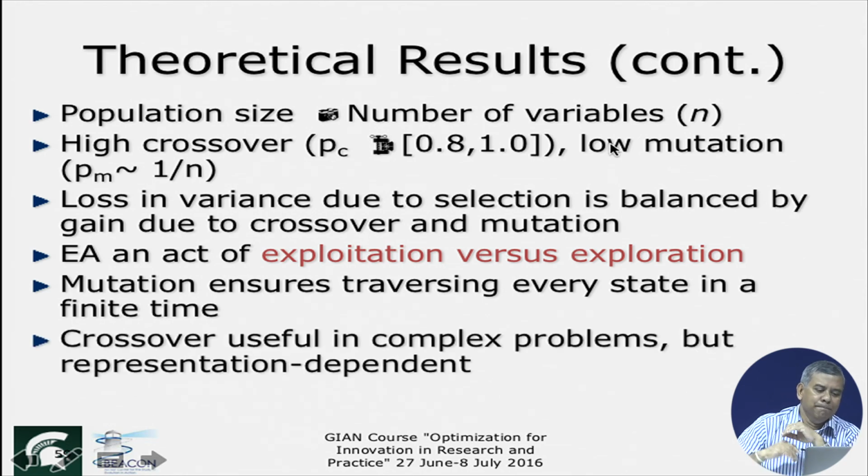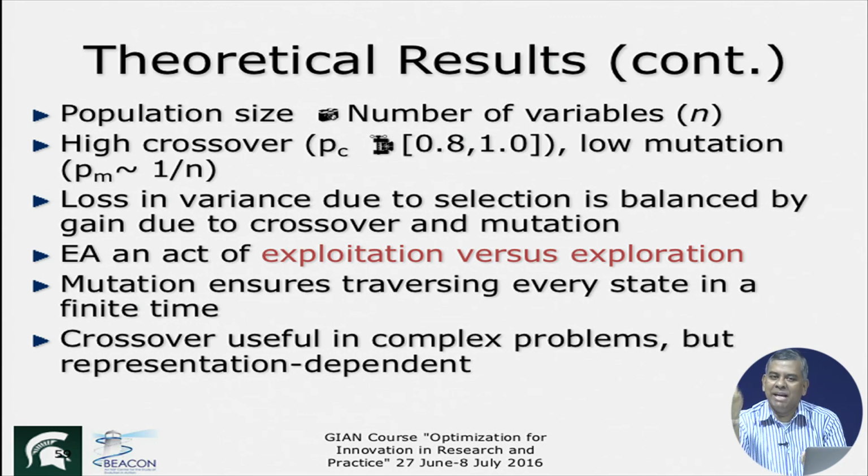Mutation ensures traversing every state. Crossover is useful in complex problems, but if it's a very simple problem, you don't need crossover. Mutation can do that. You can always consider mutation like a perturbation. If you are on the right hill and you're maximizing, and you get a point on that hill, mutation can help you go up and get there. But if you have multiple hills, mutation cannot take you to the global optimum or to a better hill from your current position. So mutation is more like a hill climbing approach.